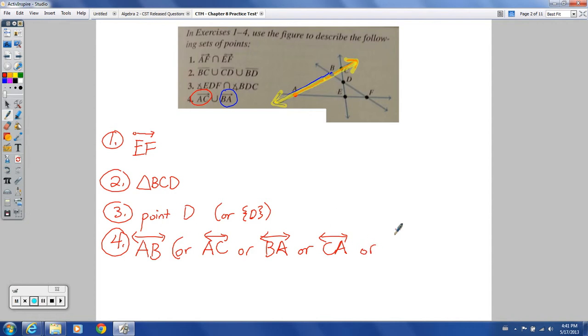I don't know if I want to write all of those. I guess I will. Might as well. These are all acceptable answers. They all describe the same line. So any of those answers would be correct answers right there. They all describe this yellow highlighted line, which is the union of these two rays.